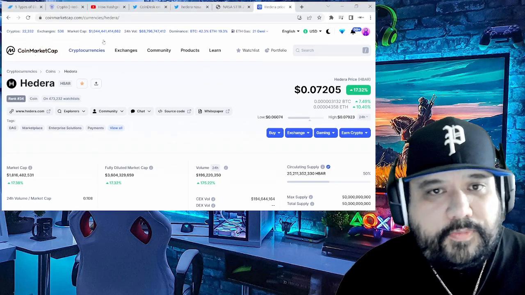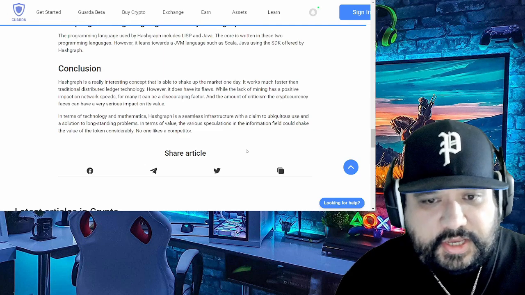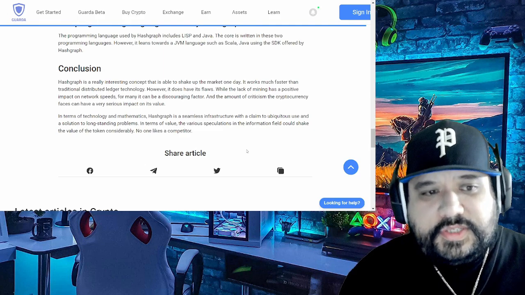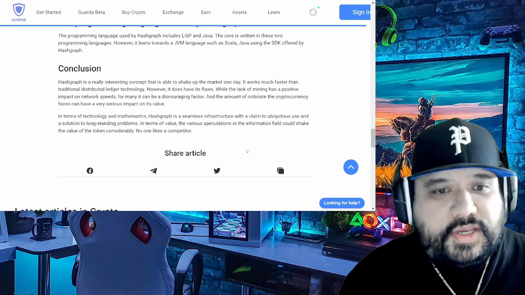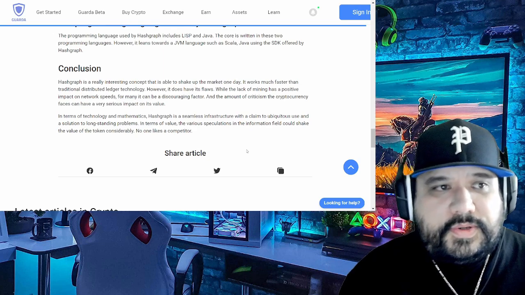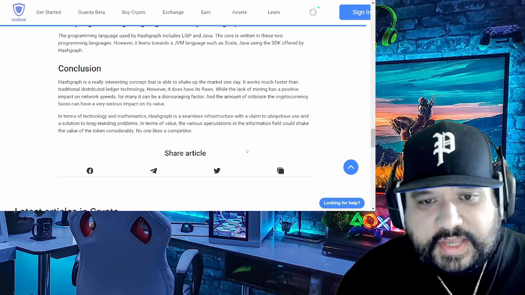Let's jump back to this. But yeah, it says, for instance, it's shaking up the market one day. That day is here. It works much faster than traditional distributed ledger technology. And that's the key thing here. Like, for instance, we saw that it was faster than Visa, and of course, on the live show, we did outline that. However, it does have its flaws.